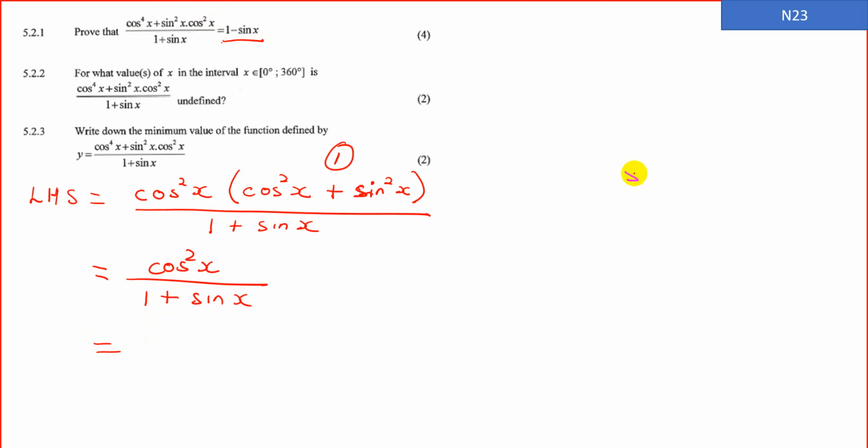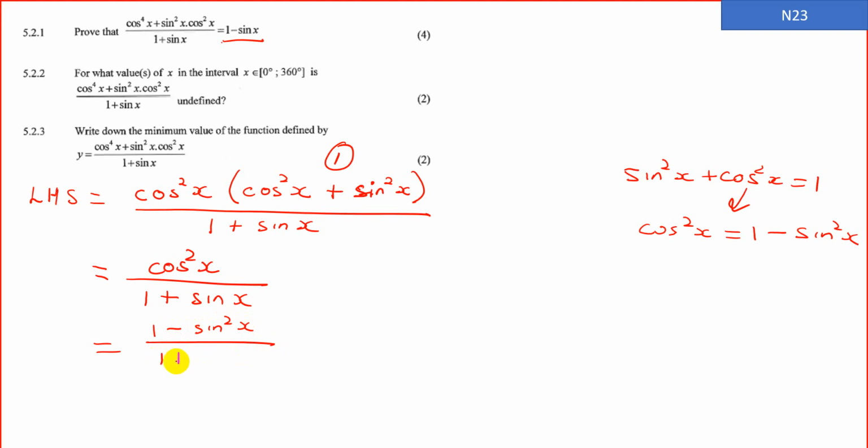So to get that, we're going to change cos squared x. If you remember your trig identities, sine squared x plus cos squared x is equal to 1. You would have studied that in grade 11. So making cos squared x the subject of the formula would be taking your sine squared to the other side. We would get 1 minus sine squared x, and that's what we're going to replace our top with: 1 minus sine squared x all over 1 plus sine x.